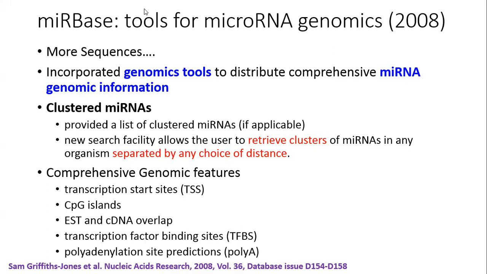Okay. Moreover, other genomic features, like if there are some CpG islands associated with the microRNA, or if there are transcription start sites near or around it, or does it contain EST or cDNA overlap. Okay, so, for example, if it has got a transcription factor binding site nearby, or if there is polyadenylation site prediction, poly A site prediction, if it is there. So the thing is, all these features were eventually added in 2008, right?